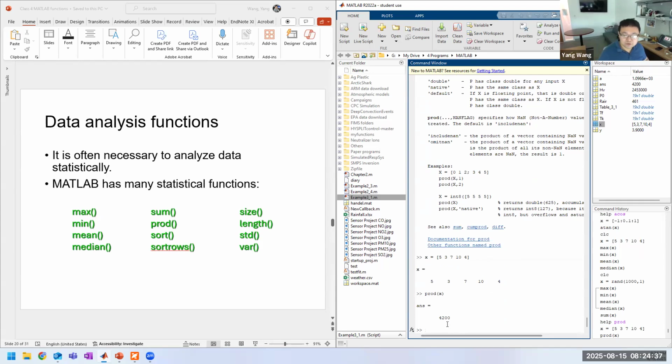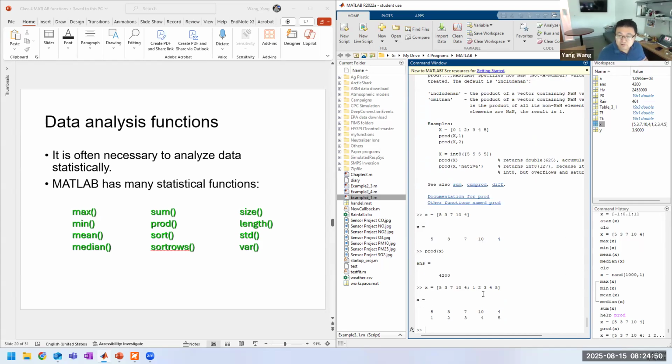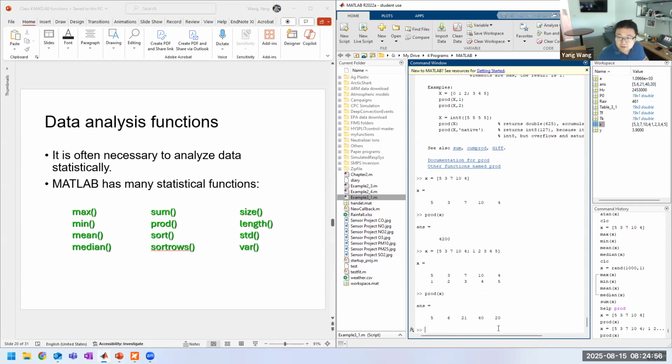So if you have a matrix, let's say we define X like this. Then we can do 1, 2, 3, 4, 5. Okay. So if you have a matrix, let's try product. Basically, it's going to do the calculation column by column, right? So instead of doing the row product, it's doing the column by column.